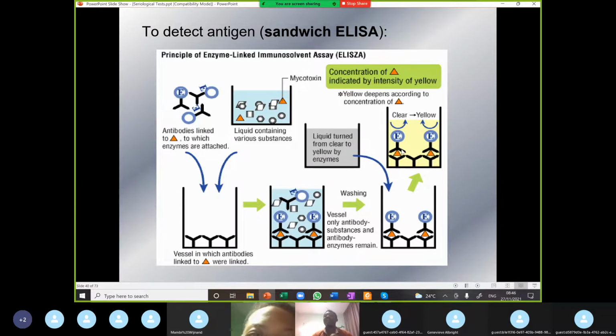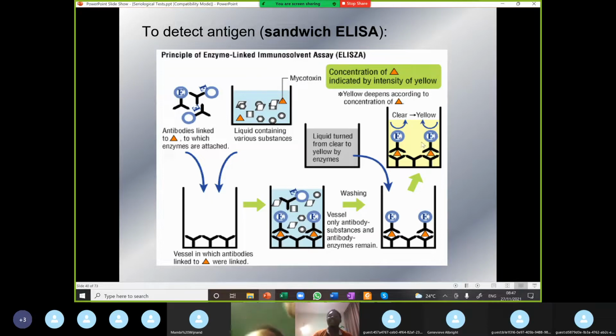Now, an enzyme-linked antibody, a conjugated antibody, is introduced. That conjugated antibody binds again to the same antigen. So you have the antigen sandwiched between two antibodies. That is why it is called sandwich ELISA.